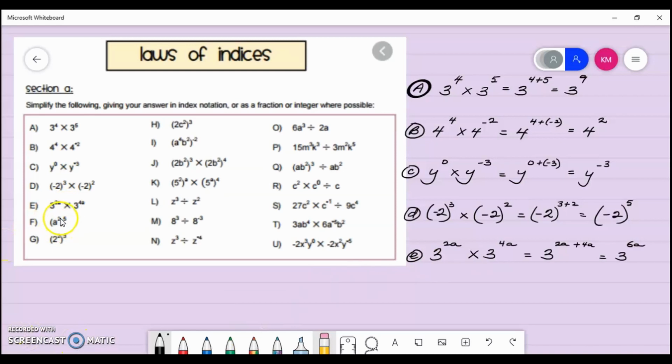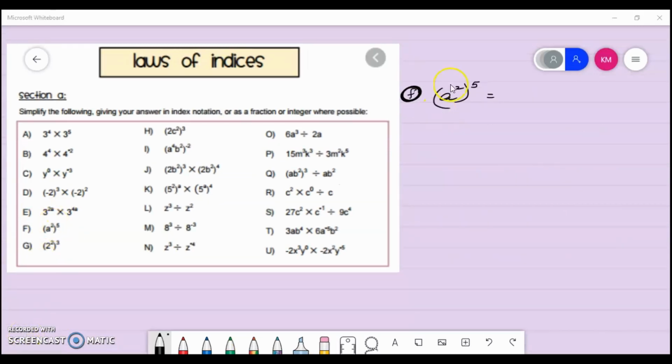Next, a to the power 2 raised to the power 5. Now, based on our laws of indices, when one power is raised to another power, we have to multiply those two indices. So we get a to the power of 2 multiplied by 5, and this is going to give us a to the power 10.